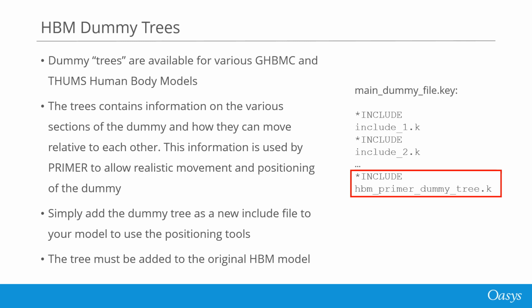Note the tree has to be added to the original human body model you received from your supplier. The tree contains references to positions and entity labels in the original models, so the original model and position is required for it to work. However, after the tree include file has been added, the model can be freely oriented and renumbered, and the tree will automatically be updated within Primer to account for those changes.